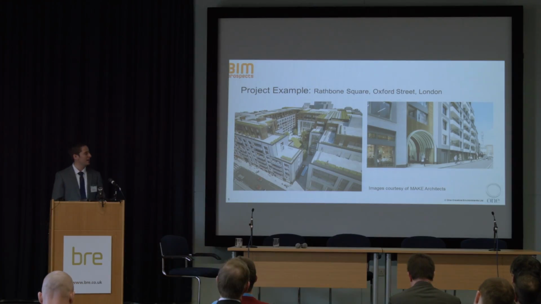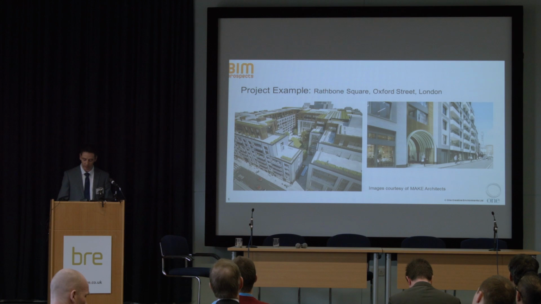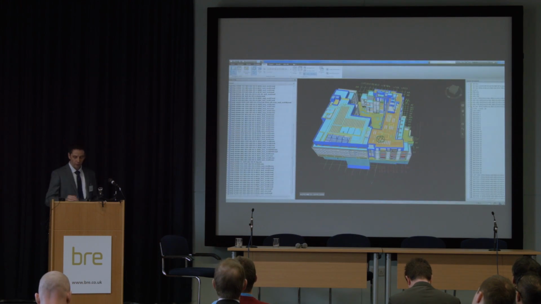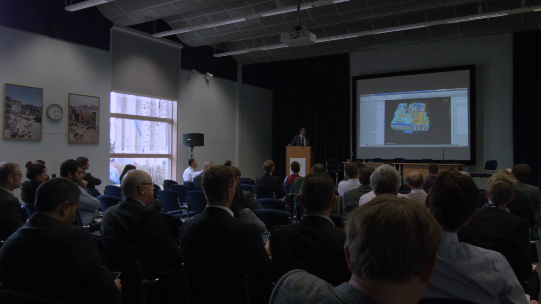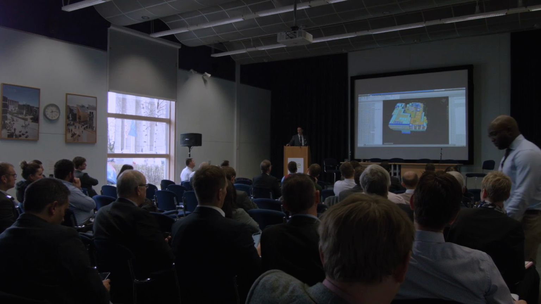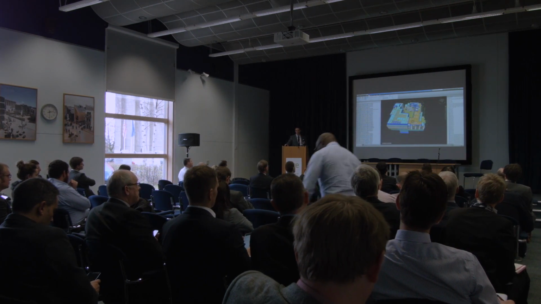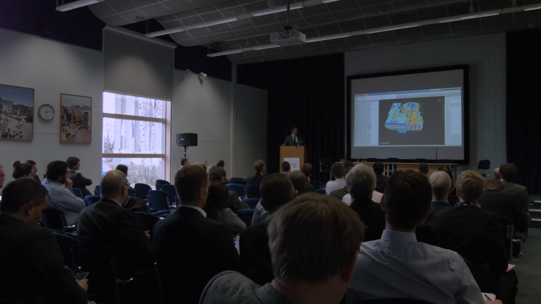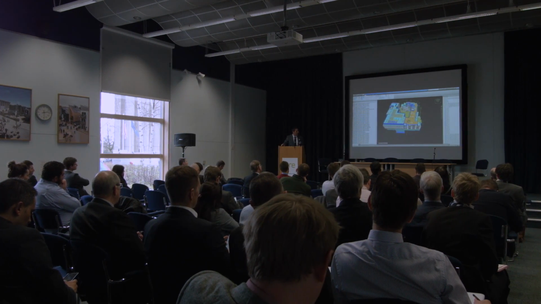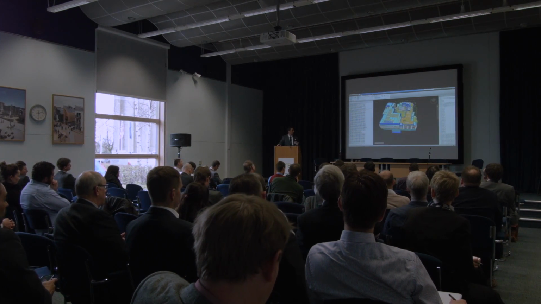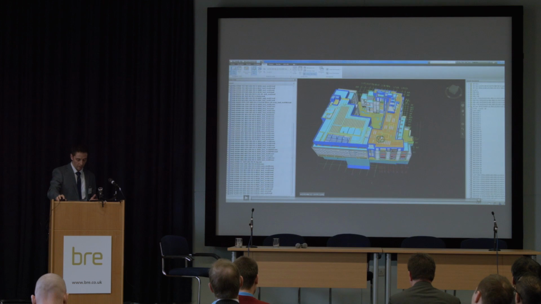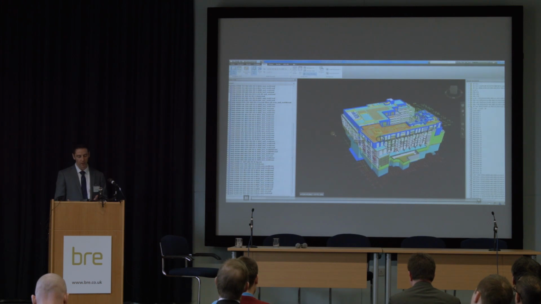So the supply chain are under great pressure to deliver a lot of information for not a lot of money. So it forces us all to be efficient and lean in how we deliver. So this is Rathbone Square. It's roughly divided into two halves. We've got the residential accommodation block, 142 apartments, really top quality, high-end stuff, penthouse suites and that sort of thing. And then we've got the commercial side, which is this half, and this is going to be Facebook's new UK headquarters.